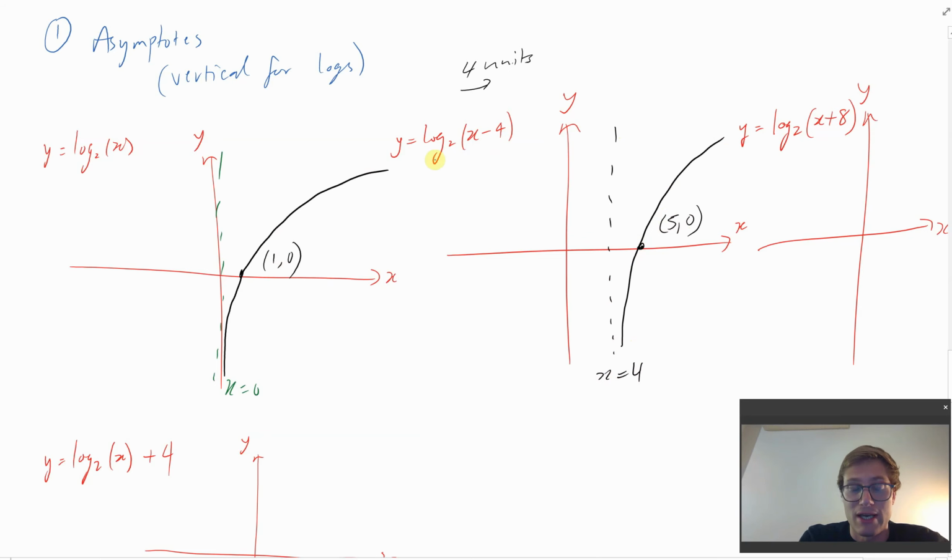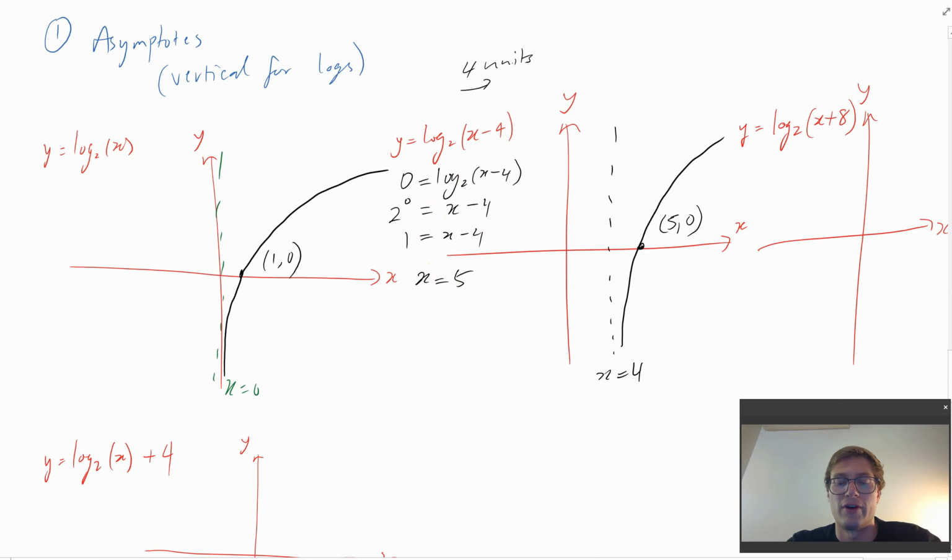Or if you wanted to take a little bit more time to find the x-intercept, y is 0. Taking 2 to the power of both sides gives 2 to the power 0 equals x minus 4. So that's 1 equals x minus 4, and therefore x must be 5. So you could take a bit more time.